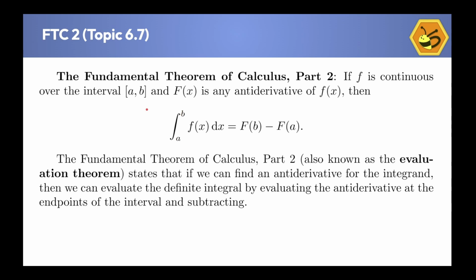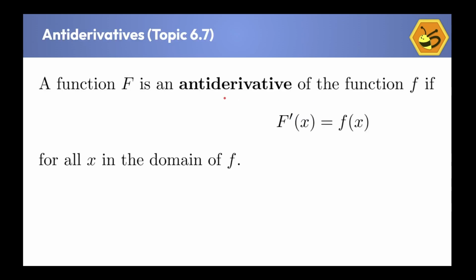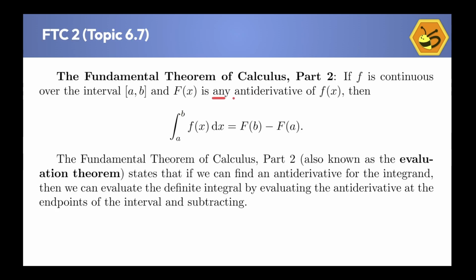We have antiderivatives because we have the fundamental theorem of calculus part 2, which is also the evaluation theorem. If f is continuous over interval [a, b] and F(x) is any antiderivative of f(x). This is because we can have multiple antiderivatives. We really have a constant with integration at the end, because the constant does not affect the derivative. And this formula is very useful to get the exact value of a definite integral if we can find the antiderivative. So it equals F(b) minus F(a).